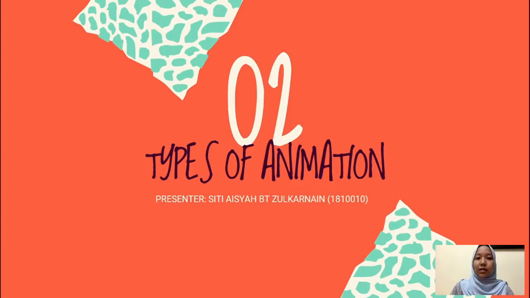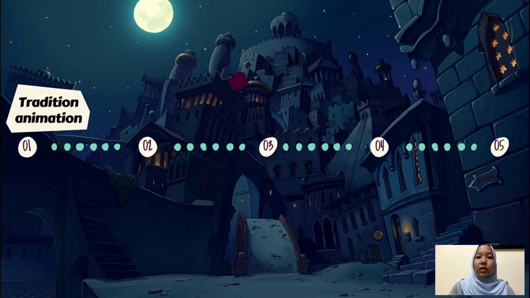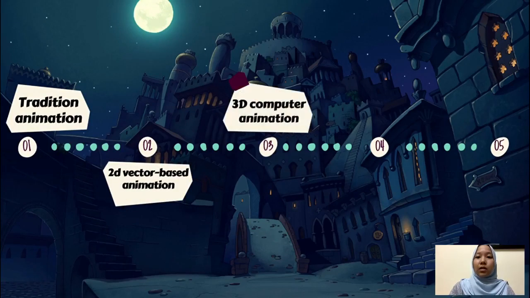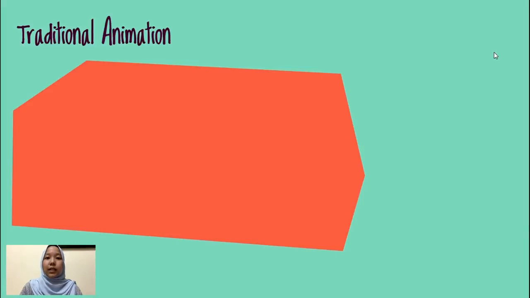In my presentation, I'll be explaining about the types of animation. There are 5 types of animation, which are traditional animation, 2D vector-based animation, 3D computer animation, stop motion, and lastly, motion graphics. The first one is traditional animation.